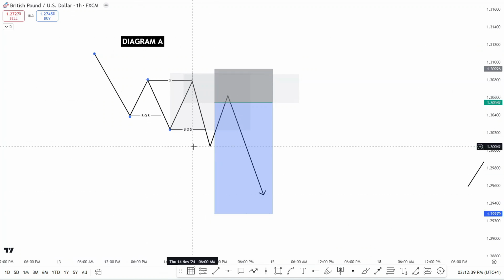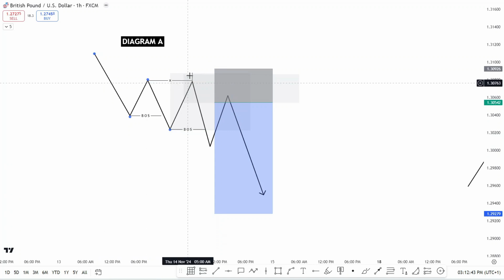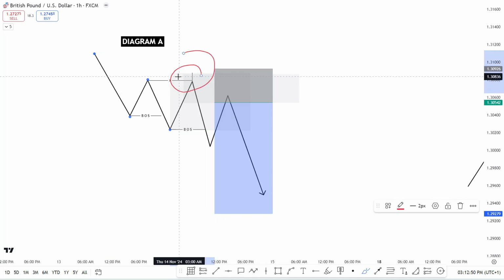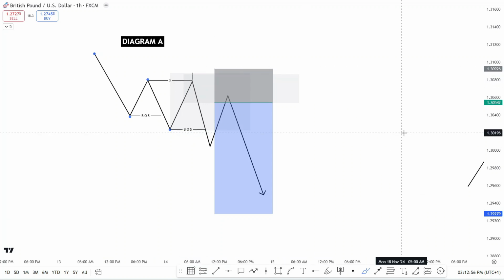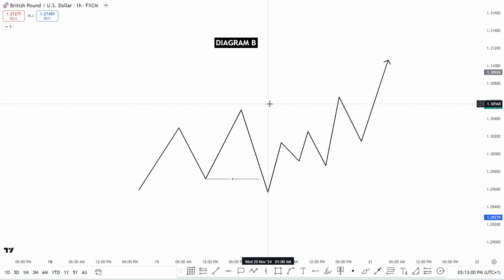First thing, identify the trend, look for a break of structure, confirm the inducement using the wicks. So this one, price wicks through it, then it's a confirmation after we see the wick. If there is a body close, then we have to wait for another kind of confirmation. So this takes us to diagram B. In diagram B, let's use the bullish scenario for this.